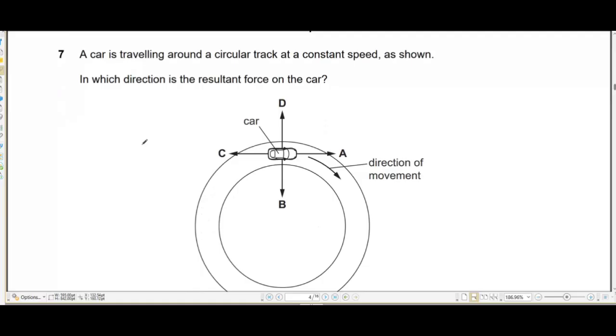Moving on to question number 7. A car is traveling around a circular track at a constant speed as shown. In which direction is the resultant force on the car? We know that when anything is moving in a circle, the resultant force is directed towards the center of that circle. So B is going to be our correct option for that. Okay, so this is a rule for centripetal forces.